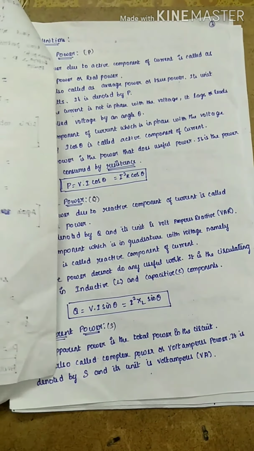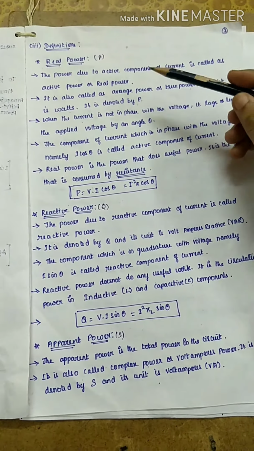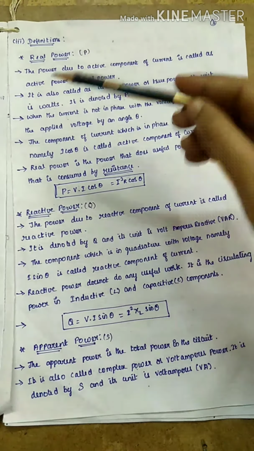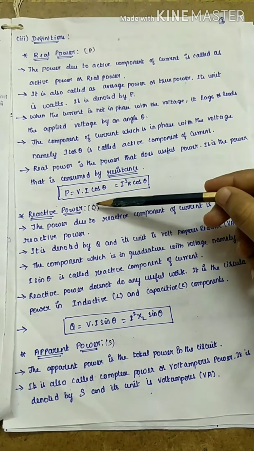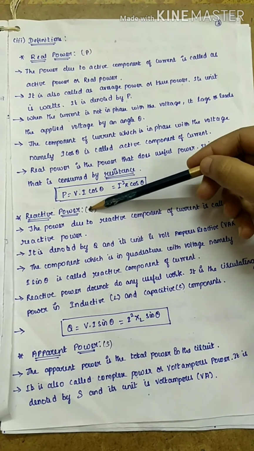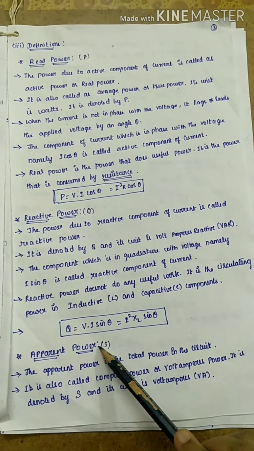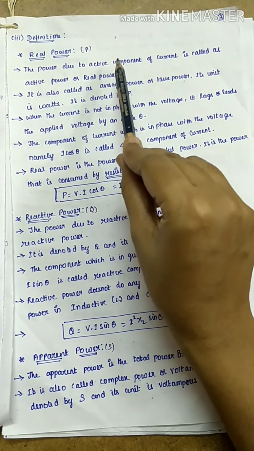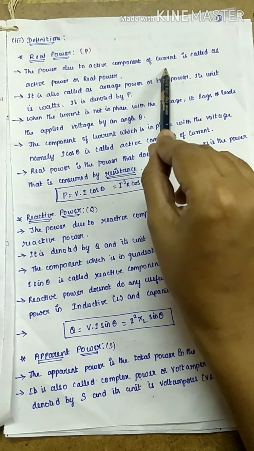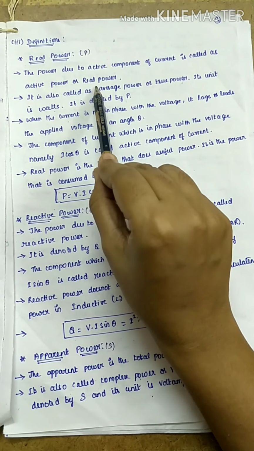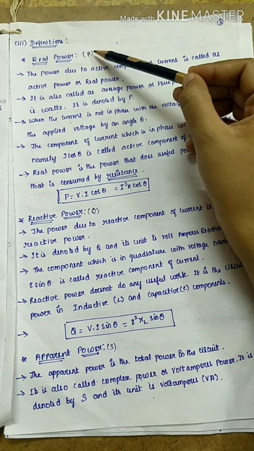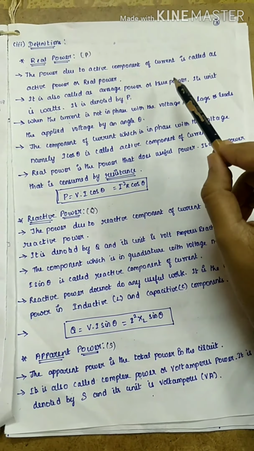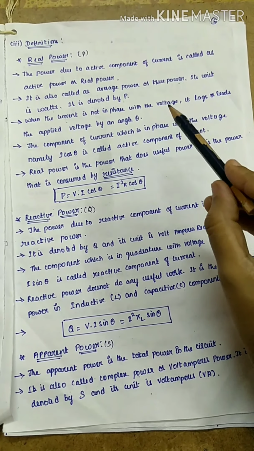Next we are going to see the different types of power in AC circuits. The first is real power, next is reactive power. By combining these two powers, we get apparent power. Let us see the definition of real power. The power due to the active current component is called active power or real power. It is denoted by the letter P. It is also called average power or true power.